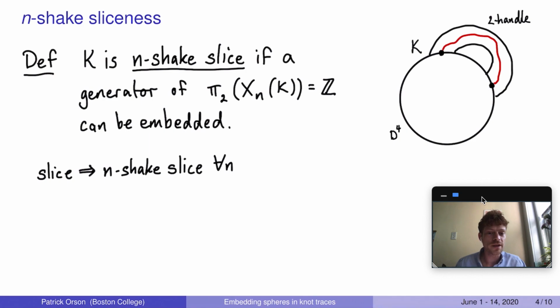There's the core of the two handle, and if the knot is slice, it also has this slice disk on the interior there, and that glues up to make an embedded sphere. So that's the proof. It's pretty simple.